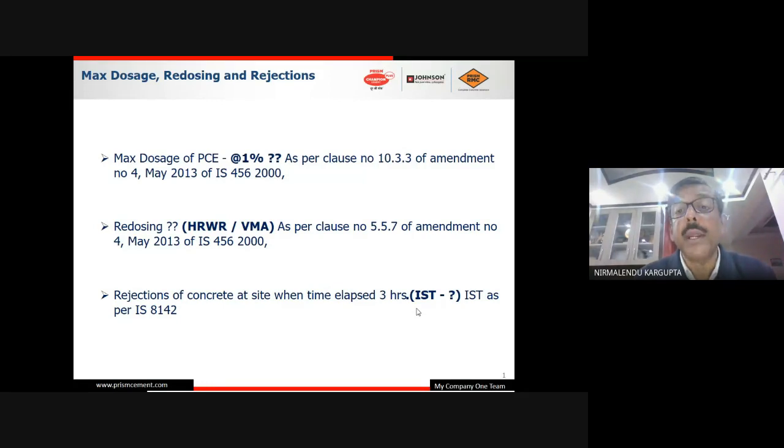As per clause 10.3.3, amendment number 4, May 2013 of IS 456, you can go up to a maximum of 1% PC admixture. But if you require more than that, you need to get approval from the client, say 1.2%, otherwise the slump is not coming and the problem still remains. So you can go up to 1.2%, but everything should be good: your setting is normal, your workability is achieved, your strength is good. Then only it can be approved.